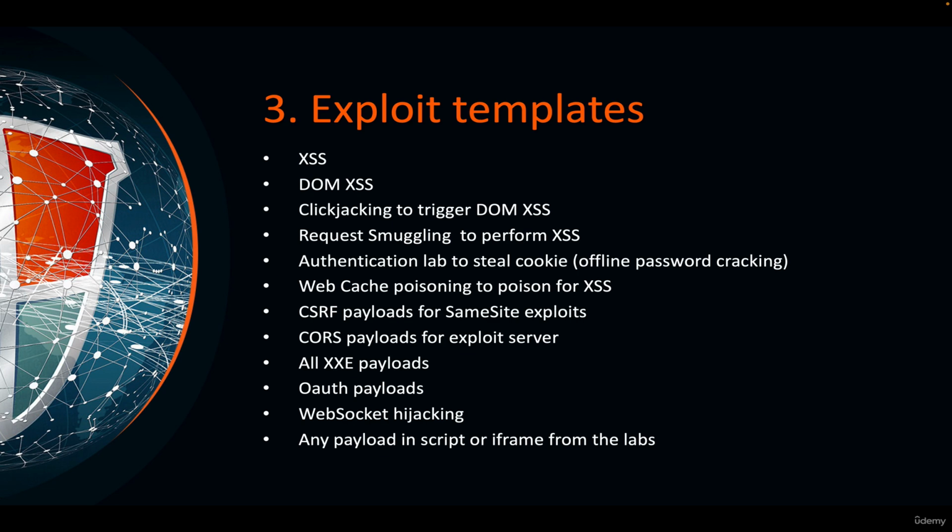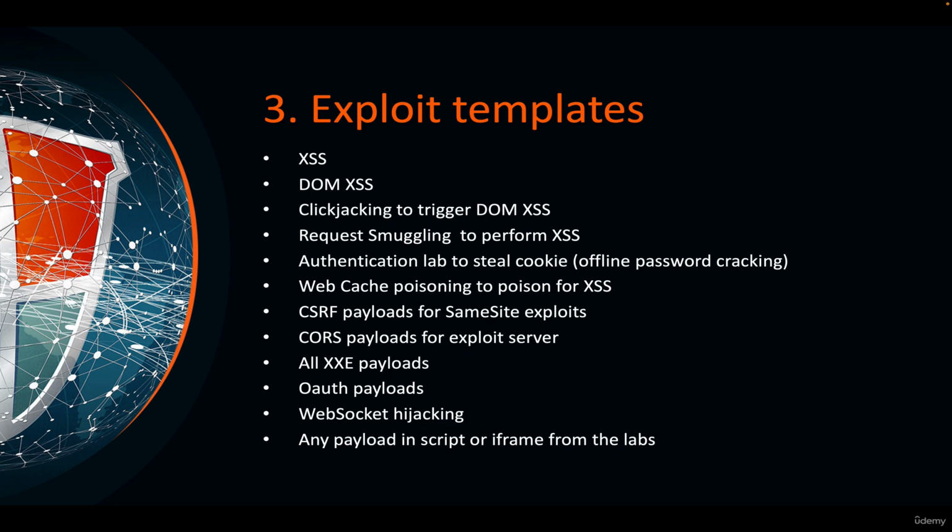So the first two are mainly for cross-site scripting, to exfiltrate your cookie, or the cookie of the user. You need to have the clickjacking payload to trigger DOM XSS ready. You need to have the request smuggling to perform XSS payload ready, right? You need to have the payload ready from the authentication lab where you steal the cookie of another user who visits a blog. You need to have the web cache poisoning payload for XSS ready. This is the location equals one.